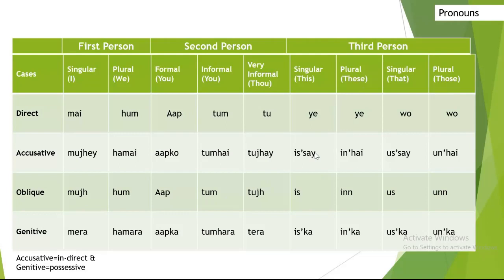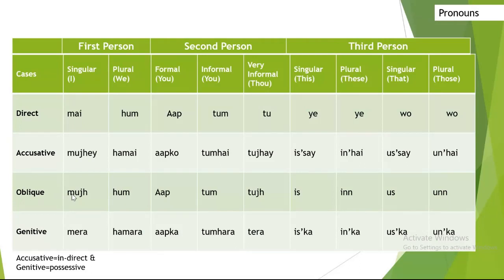The third person close to you, इसे गर्मी लग रही है. And plural, इन्हें गर्मी लग रही है. Then singular, that, somebody who is not close to you, उसे गर्मी लग रही है. And then the plural form, उन्हें गर्मी लग रही है.